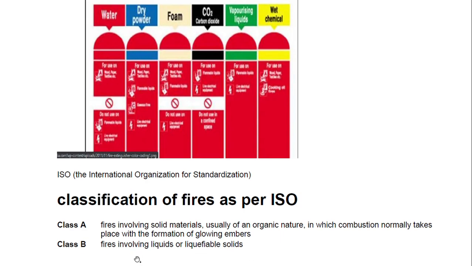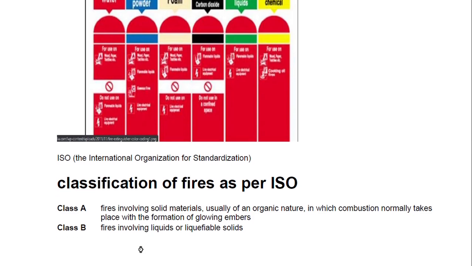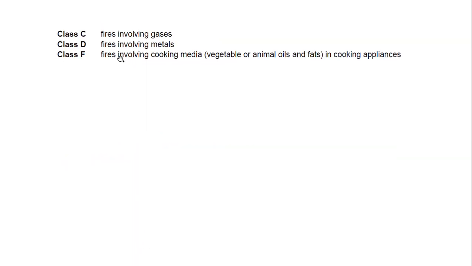Now you see class B fire is liquid or liquefiable solid, so that will come in class B fire. Now when we talk about class C fire, it is fire involving gases. This class C, as per NFPA, was involved in class B only. Here C has a separate category; there C was for electrical fire, here C is for gaseous fires. Now class D is fire involving metals. There also we had this metal. Now here you find class F. There you had class K for fire involving cooking media, vegetable or animal fats in cooking appliances.